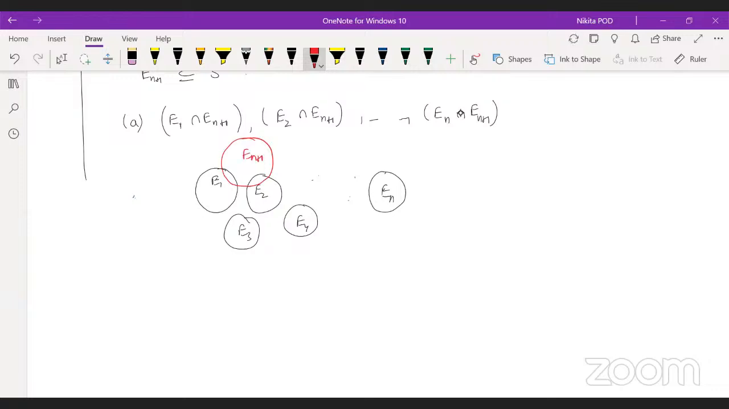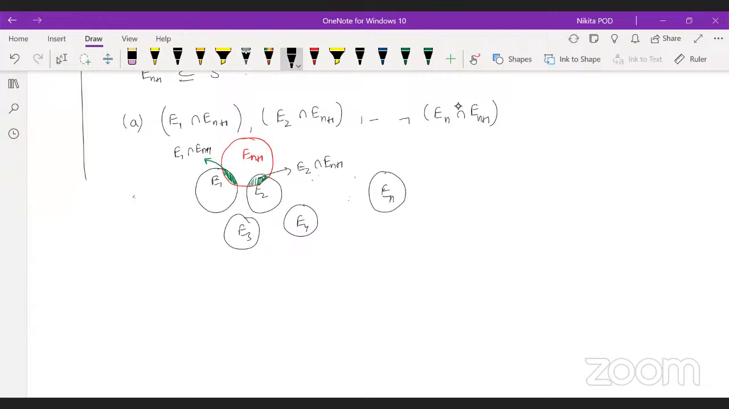Let's say with just 2 events, E1 and E2. Now we are looking at their intersection with En plus 1. So the intersection of En plus 1 with E1 is this one. If we look at the intersection of En plus 1 with E2, this is this one, right? So this is E1 intersection with En plus 1, and this is E2 intersection with En plus 1.